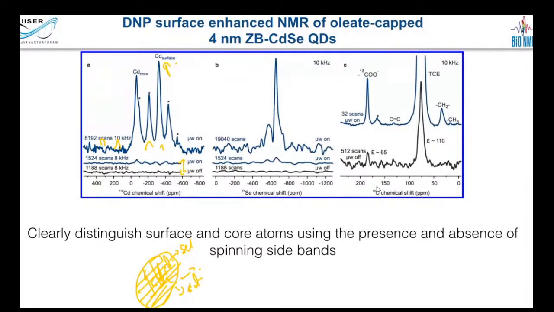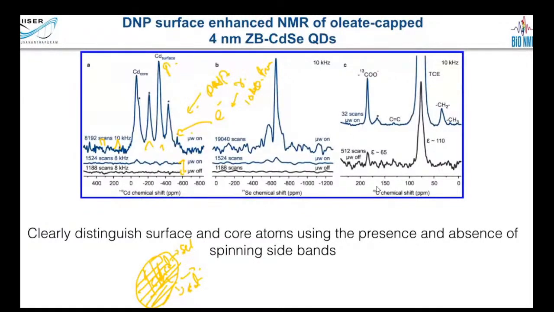These things show you how much sensitivity one gains by doing this DNP. Now this is with DNP. DNP means dynamic nuclear polarization, where we transfer the electron magnetization. A paramagnetic, that means an unpaired electron, has to be introduced, and the gyromagnetic ratio of the electron is 10,000 times higher than protons. So there is a huge magnetization, and it is possible to transfer it from the electron to either cadmium, selenium, carbon or hydrogen, whatever is possible, and that is called DNP, dynamic nuclear polarization.